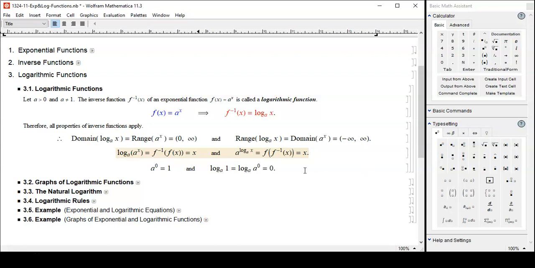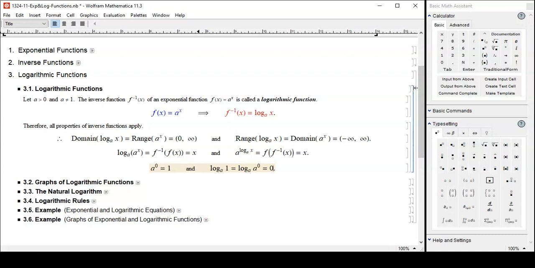And then one more thing, a to the 0 power is 1. Everybody knows that. Consequently, log of 1 is 0 through this cancellation rule. 1 is a to the 0 power, and after cancellation, we get 0. So we get log of 1 equals 0.